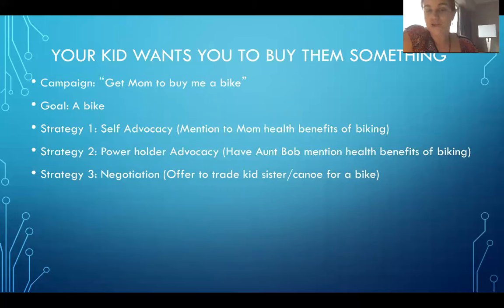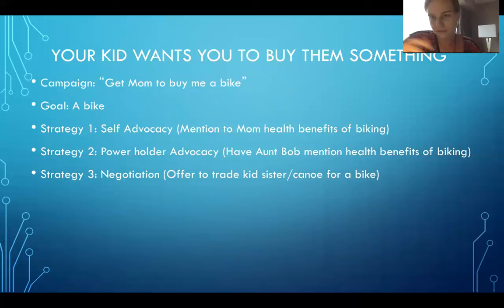A campaign. Your kid wants you to buy them something. So the campaign is, get mom to buy me a bike. Basically, it's a time-limited push for change inside of the family system in this example, right? What's the goal? The kid wants to have a bike. Strategy 1, self-advocacy. You mention to mom the health benefits of biking, right? So this is a strategy where you're going directly to the person that can give you what you want.